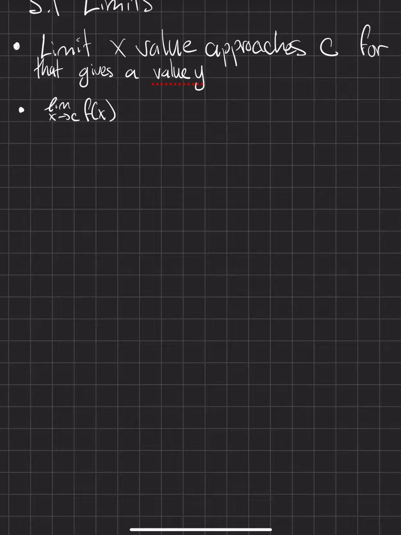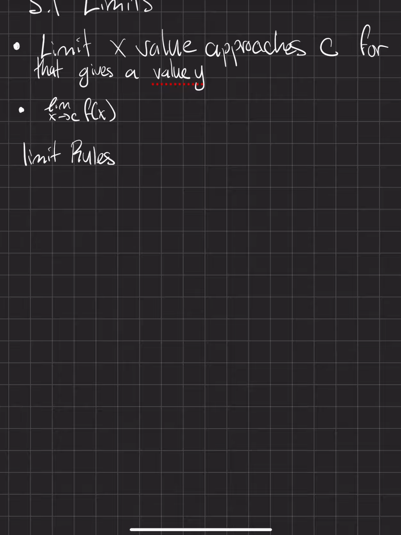And this is a dynamic process, right? Your value is never actually going to reach your c value, but it's going to get arbitrarily close to that value. Essentially, this tells you what that function is heading to, but not equal to, right? And with that, there's a couple of rules we need to know about limits before we can start approaching the problems. So let's put limit rules.